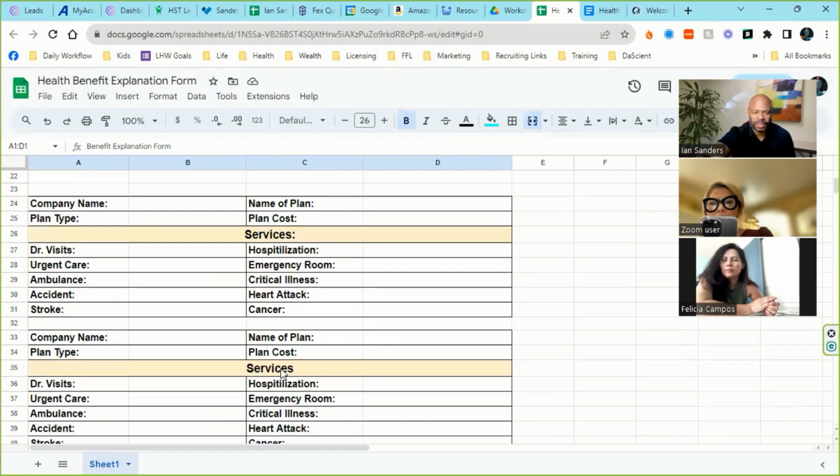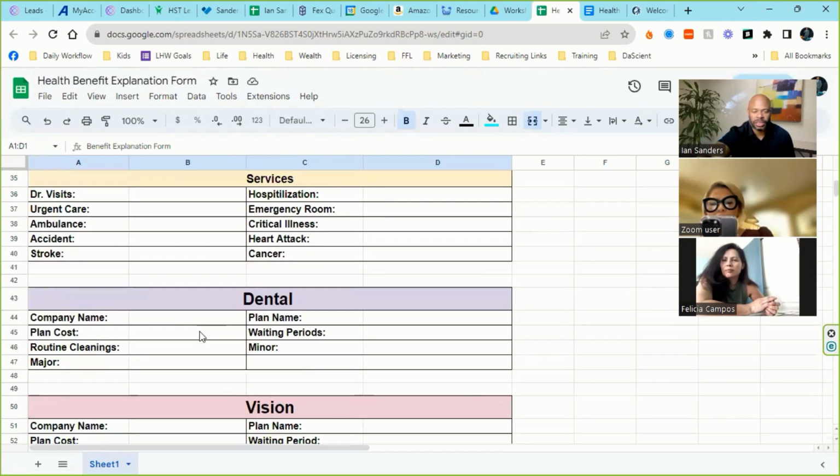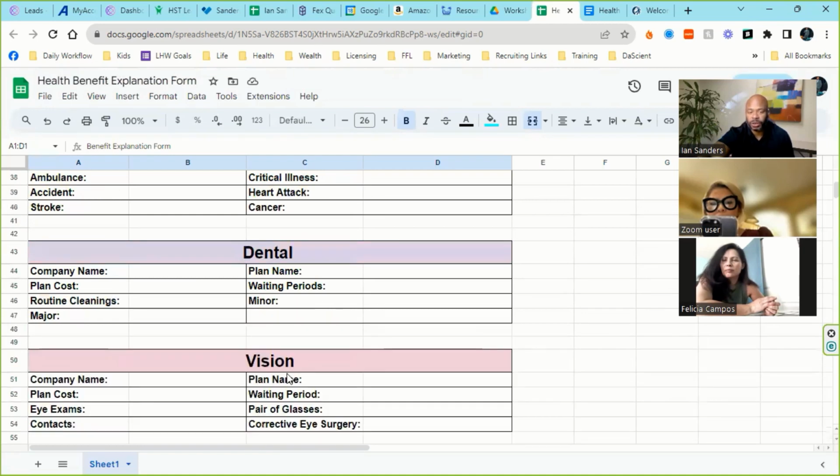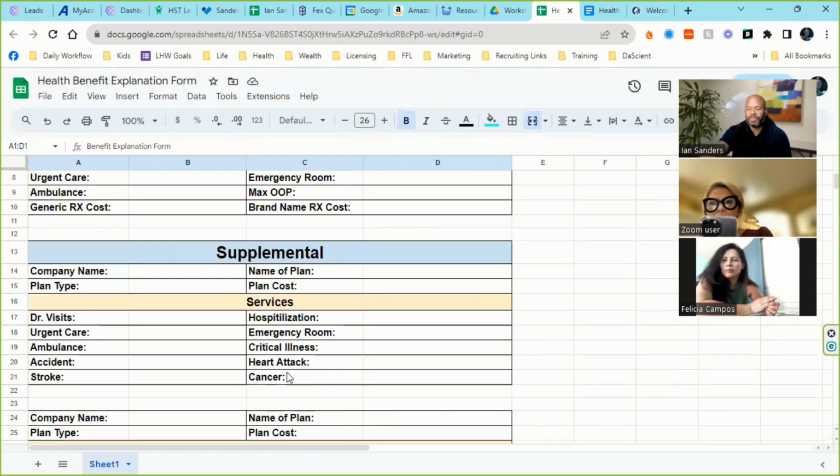When you look through this, these are the things that you're going to need to explain to the client as you go through it. So it just makes it easy for you. If you're not sure what things you need to explain to the client, this is going to tell you what you need to explain to the client.